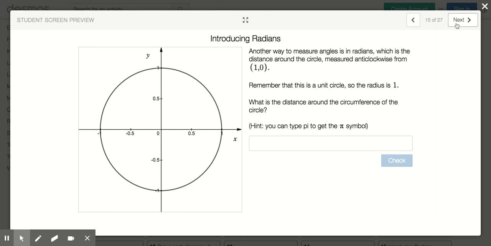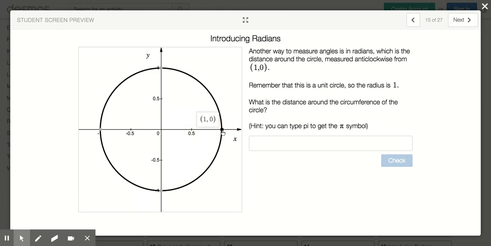Okay. Now, we're going to go on to the second part of the unit circle, which is radians. So another way to measure angles in a unit circle is through radians. We looked at the cosine and sine, the x and the y. Now we're going to look at another way the unit circle is used, and that's radians. The radians are the distance around the circle, measured anti-clockwise from 1, 0. So we're going to start again at this point here.